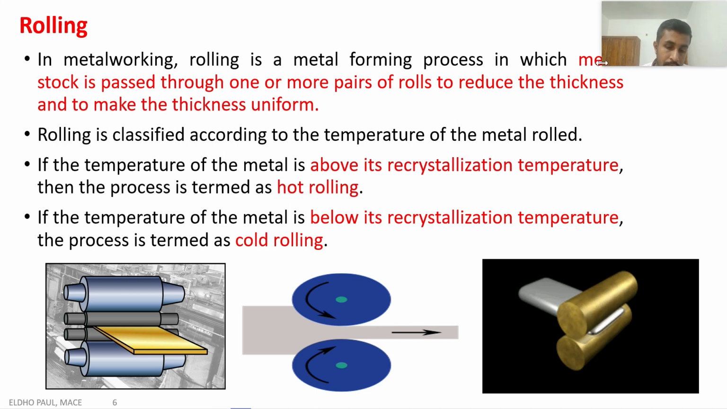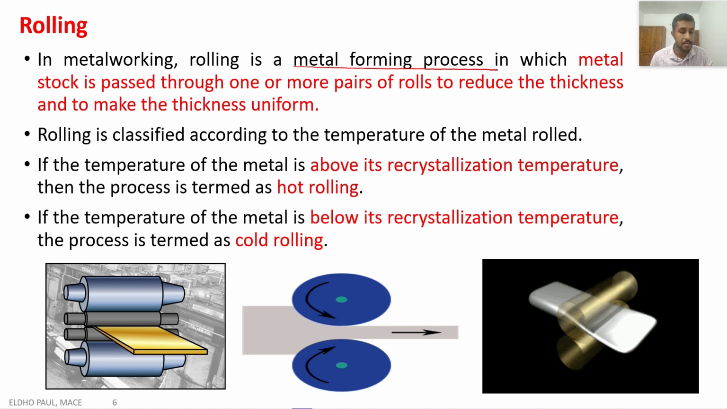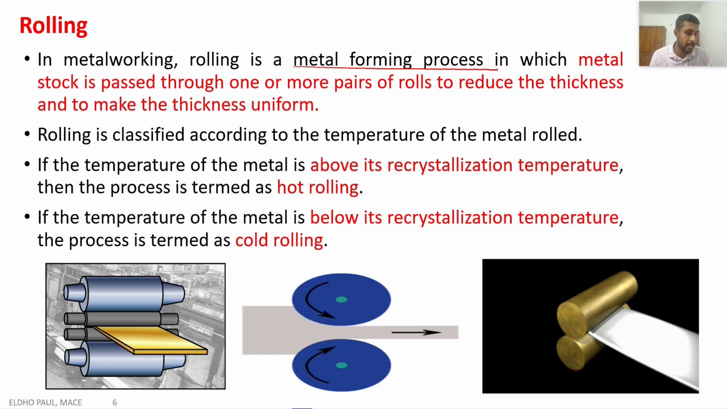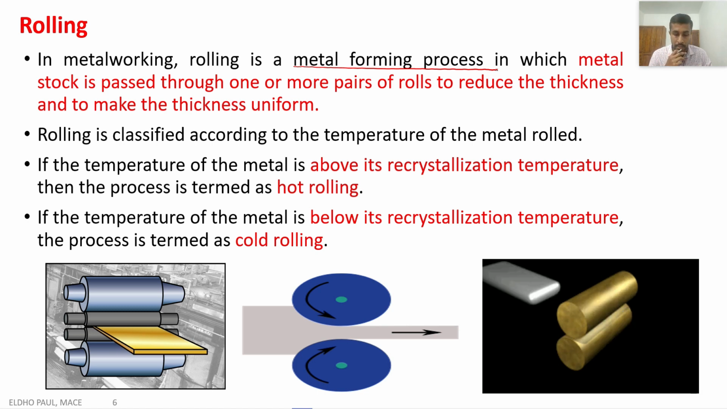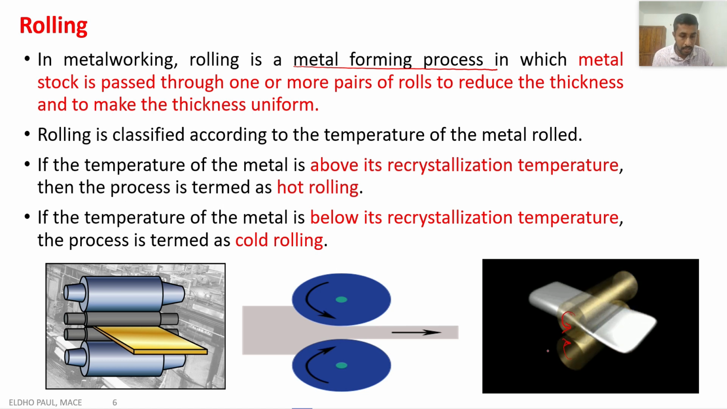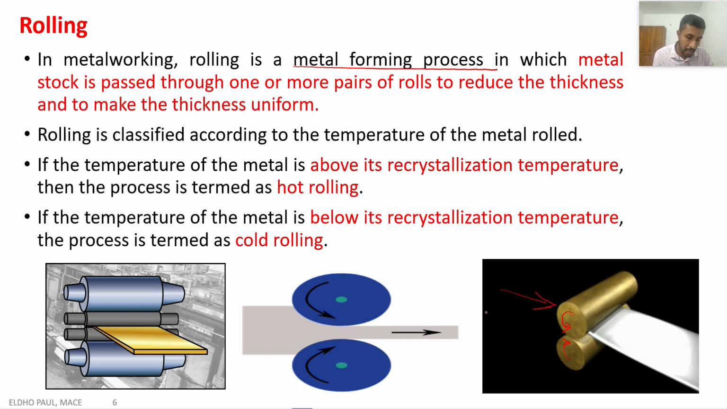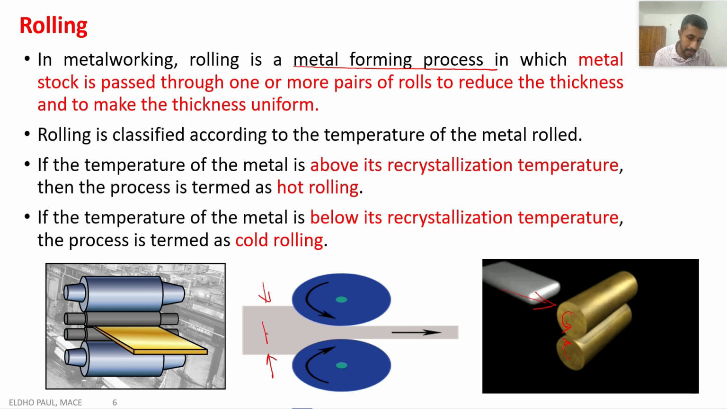The rolling process: in metal working, rolling is the metal forming process in which metal stock, the ingot, is passed through one or more pairs of rollers to reduce the thickness and make the thickness uniform. In this animation, we can see two rollers, one rotating in this direction and the other in this direction. When we pass the stock material between the rollers, what happens? Initially the stock material has a particular thickness, H0. When it is passing through this pair of rollers, what happens?